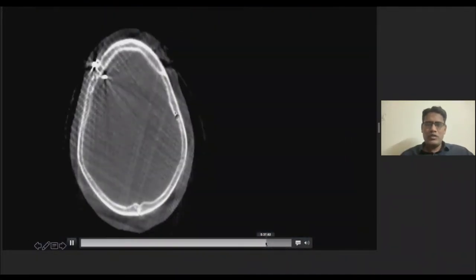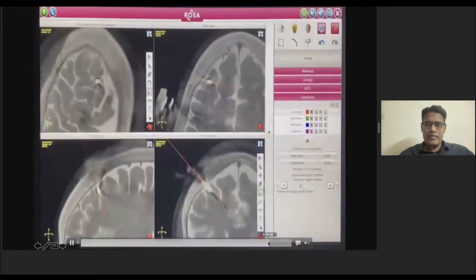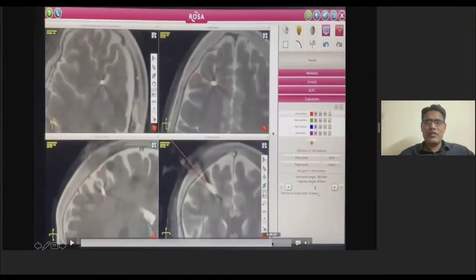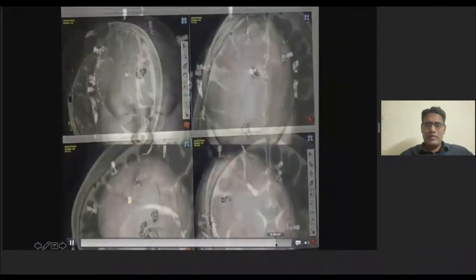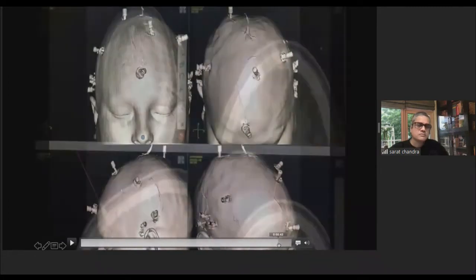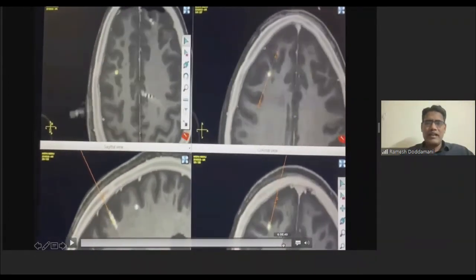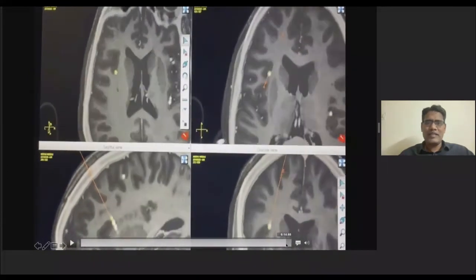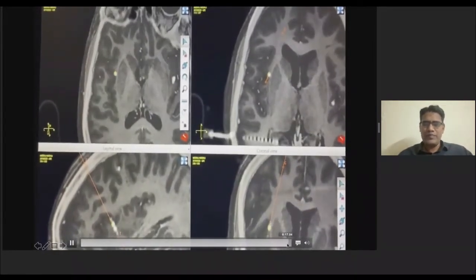So once this is done, we always do an O-arm spin. We routinely perform an O-arm spin after the first electrode placement to confirm our trajectory. And once we are confirmed, we don't repeat it for the subsequent electrodes. And after implantation, this is how it looks. Following implantation, we again repeat the CT scan in a thin cut fashion and then merge it with the preoperative MRI and see the trajectories. Once we are sure enough, then we also take the patient for recording in the ICU to confirm the findings.